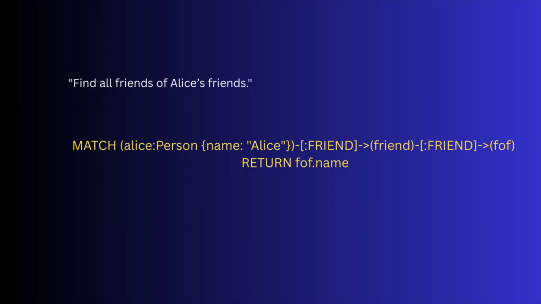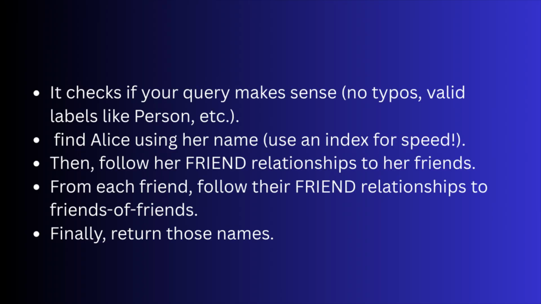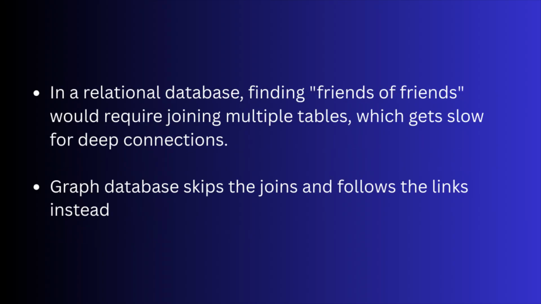First, it checks if your query makes sense, meaning there are no typos and the query has valid labels like person, etc. First, it finds Alice using her name, then follows her friend relationships to her friends. From each friend, it follows their friend relationships, and finally returns those names. Instead of combining tables, Neo4j jumps directly from Alice to her friends, then to their friends.